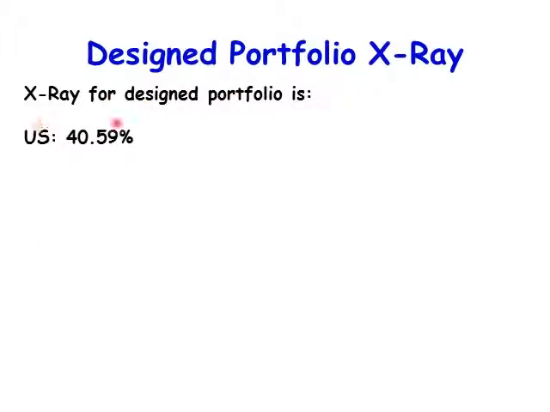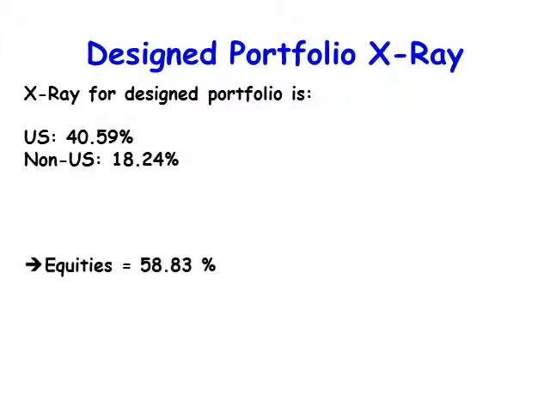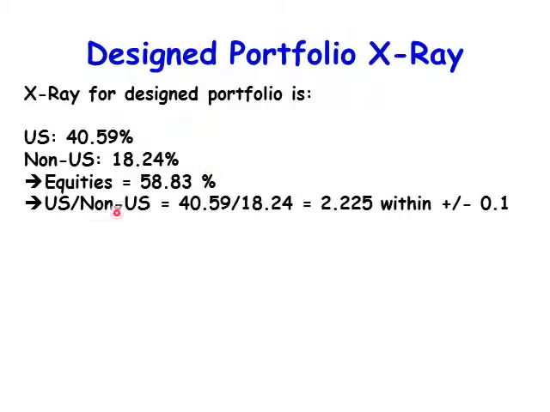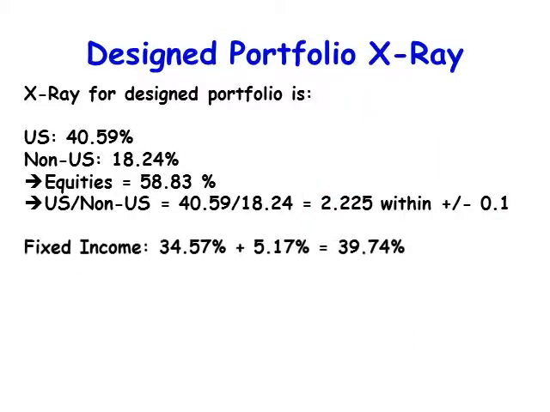Okay, now do an X-ray of this portfolio we just built. In the X-ray of the portfolio, US is 40.59%. We were looking for 42, so I got 40.59%. Non-US is 18.24%, and I was looking for 18%. Equities are 58.83%. We were looking for 60%, so this is close enough. The US to non-US ratio is 2.225, which is within plus or minus 0.1 of the 70 to 30 ratio.